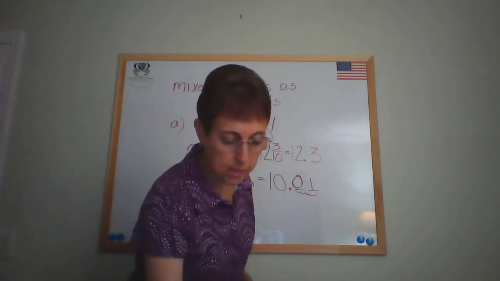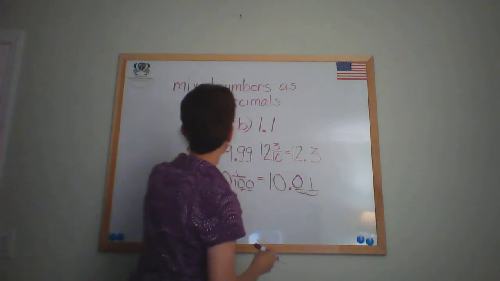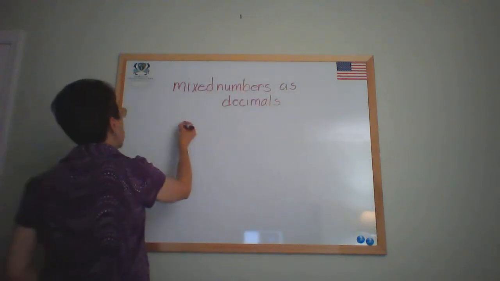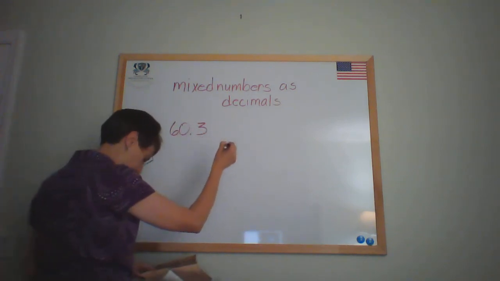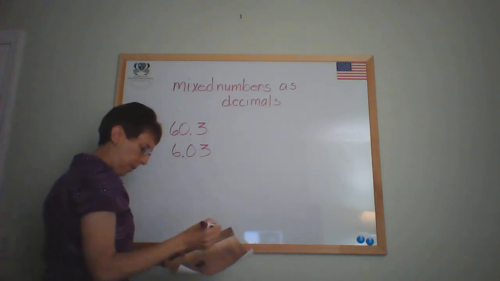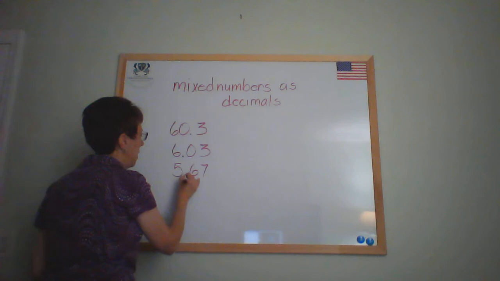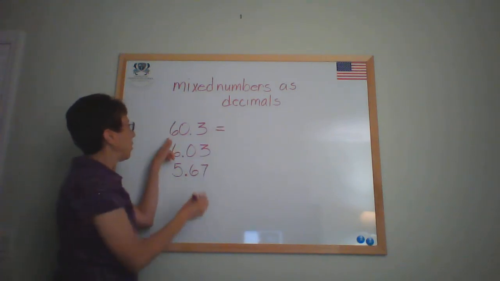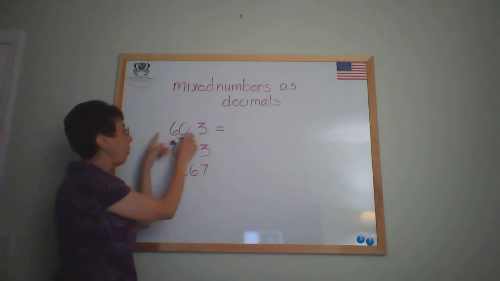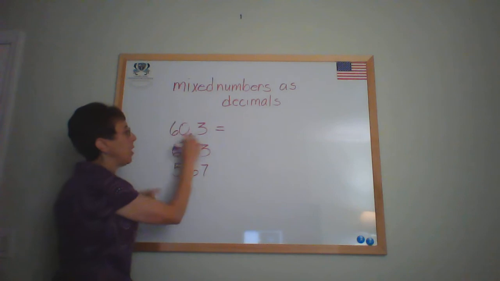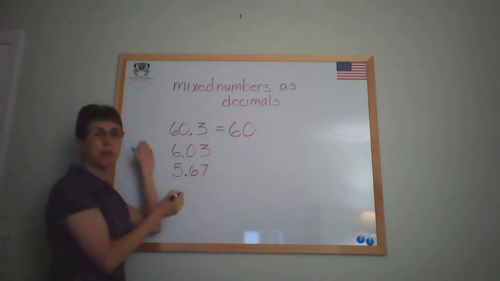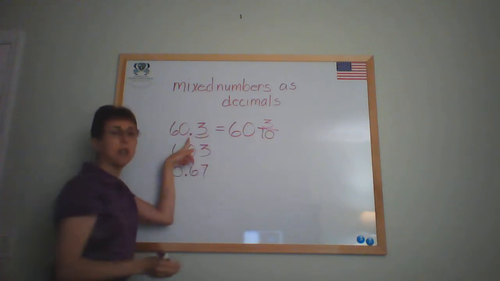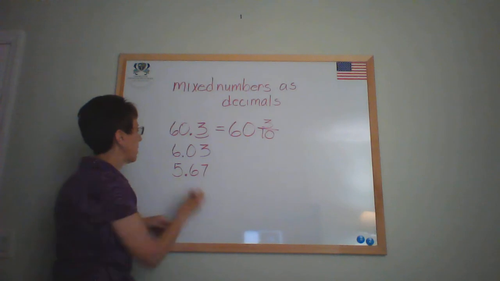Okay, and then the last section you have F, G, and H. Okay, so we have 60.3, 6.03, and 5.67. Okay, so these are written as decimals, and you now need to write them as mixed numbers. Okay, so here you have 60.3, or we say 60 and 3/10. So your 60 is your whole number, because anything to the left of the decimal point is the whole number, and 3/10. You know it's tenths because there's only one digit to the right of the decimal point. So 60 and 3/10.